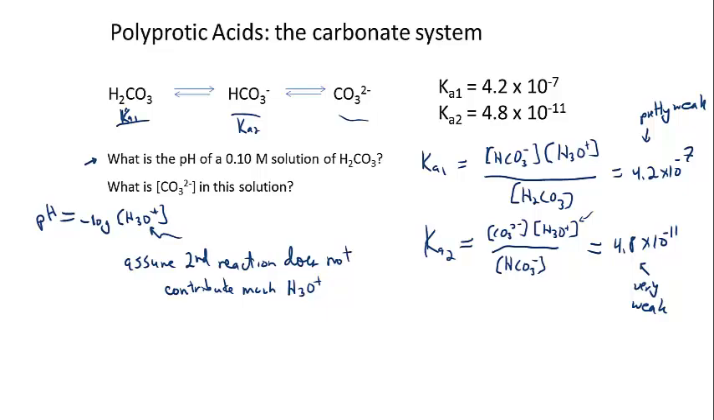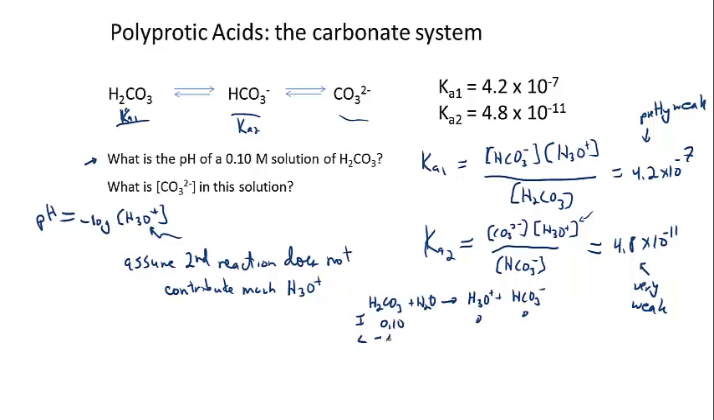So we can determine the H3O plus concentration using just the first reaction, and we do that just as a standard weak acid reaction. So we'll do a quick ICE table: H2CO3 plus water goes to make H3O plus and HCO3 minus. Our initial is going to be 0.10, 0, and 0.